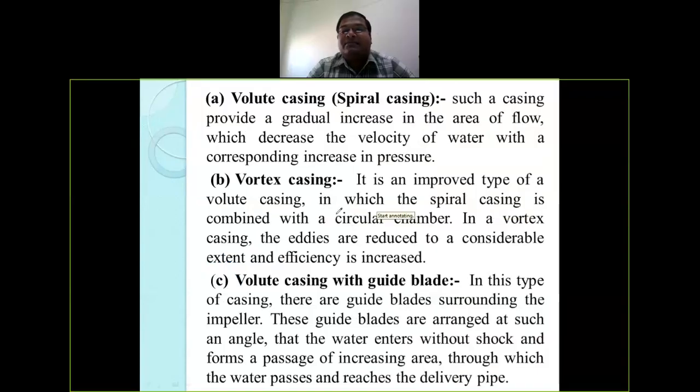Then the second one is vortex casing. It is an improved version of volute casing, in which the spiral casing is combined with a circular chamber, and in a vortex casing the eddies are reduced to a considerable extent and efficiency is increased. Eddies means circular movement of water which are generally generated, that we call eddies, that are reduced to a considerable extent and efficiency is increased. So you can see here, this is your vortex casing. So it is combined with the circular chamber.